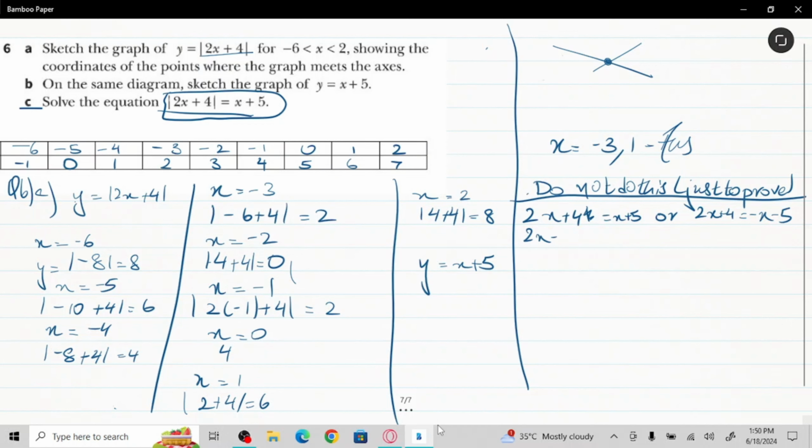2x minus x is equal to, take that 4 here, -4 plus 5. So x is equal to -4 plus 5, what's it? 1. Okay, or 2x plus 4 is equal to minus x minus 5. So 2x plus x is equal to -4 minus 5, so 3x is equal to -9. x is equal to -9 upon 3. 3 1 is 3, 3 3 is 9. So x is equal to -3.